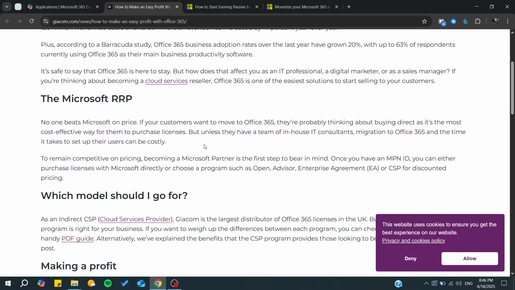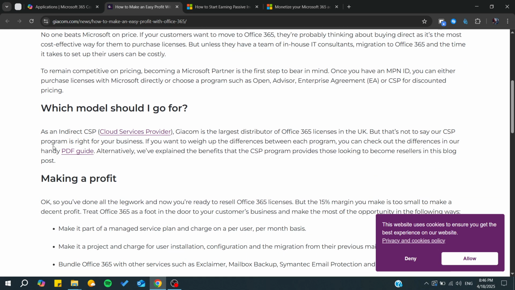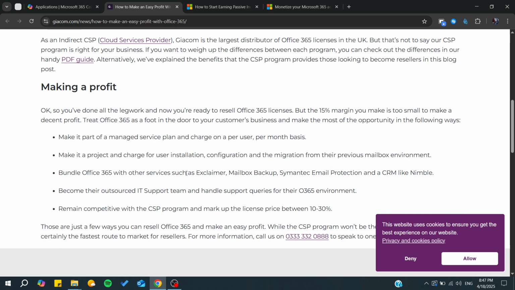But then you will need IT consultants, or someone that would make the migration and manage this service. So basically, you will be able to be a kind of cloud service provider, and you will start creating and managing the service plan, charging on a per user and per month basis. For each managed user, you will be charging some amount of money.